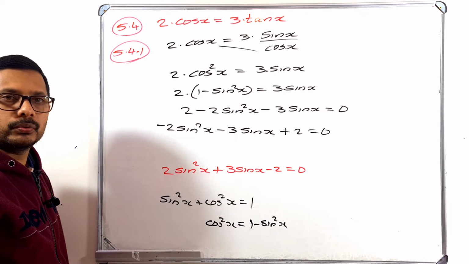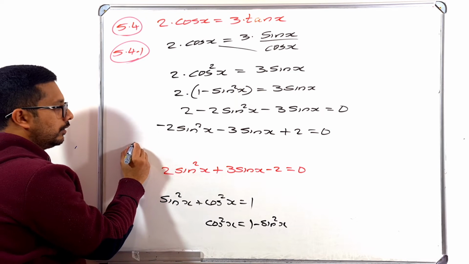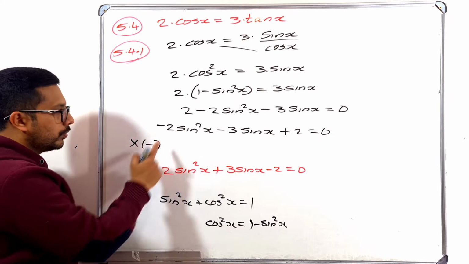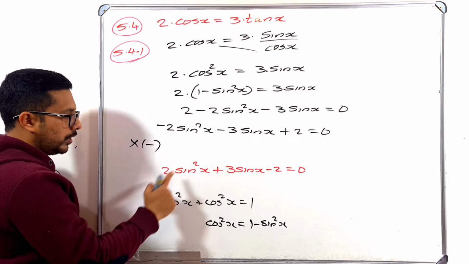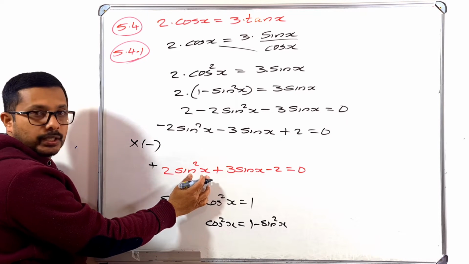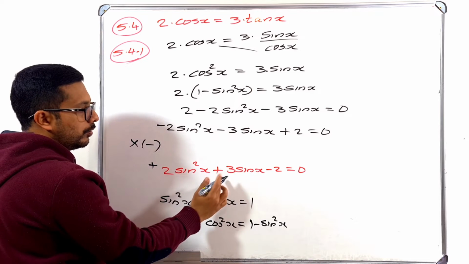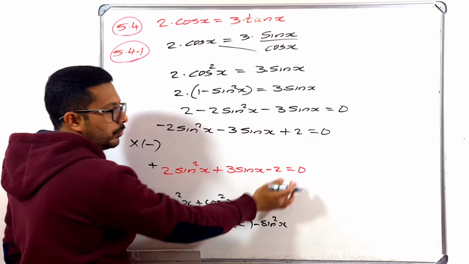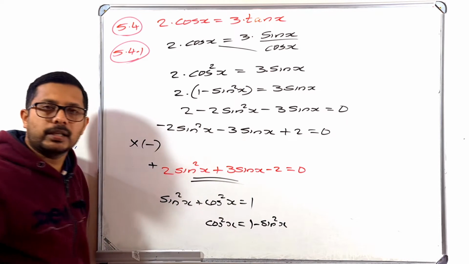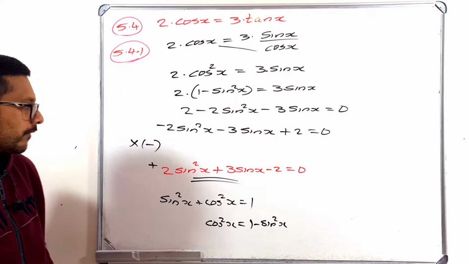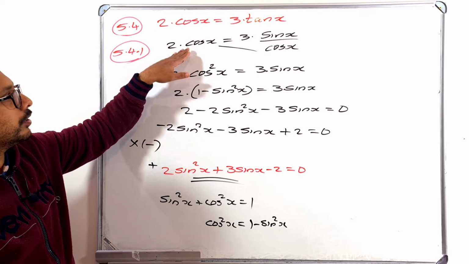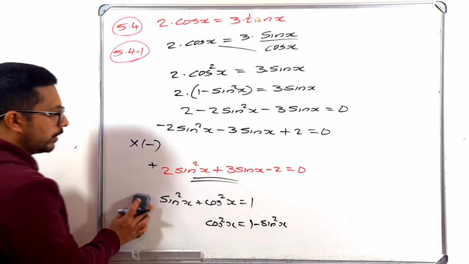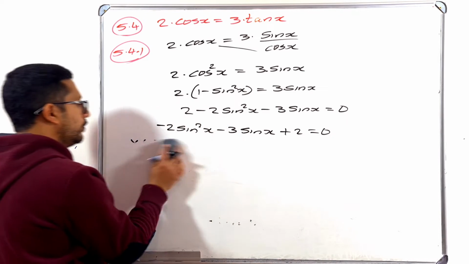Now what we have to do? Multiply with the minus. Okay, so minus into minus is positive, positive 2 sine squared x, minus into minus is positive 3 sine x, minus into plus is minus 2 is equal to 0, and that's what we want. Okay, so we write this equation in this format. Okay, let me erase that one and write it once more here, just to avoid confusion.